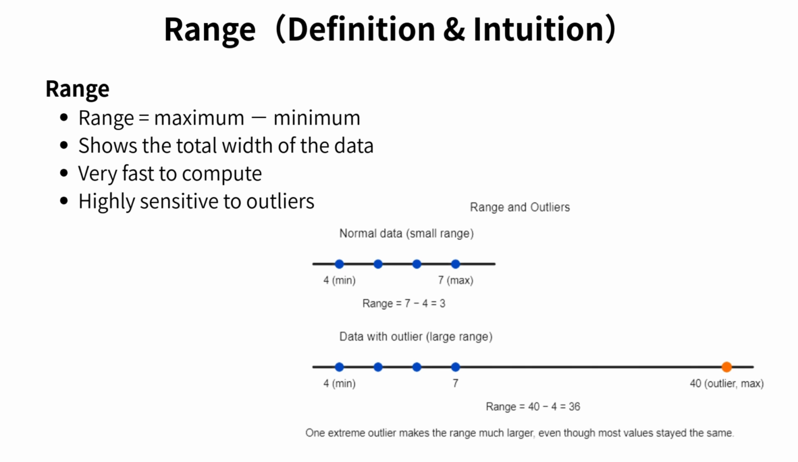Many SAT mistakes happen when students compare ranges without noticing outliers. Range is useful for quick checks, but it should never be trusted when extreme values are present. This limitation is exactly why we need more robust measures of spread.